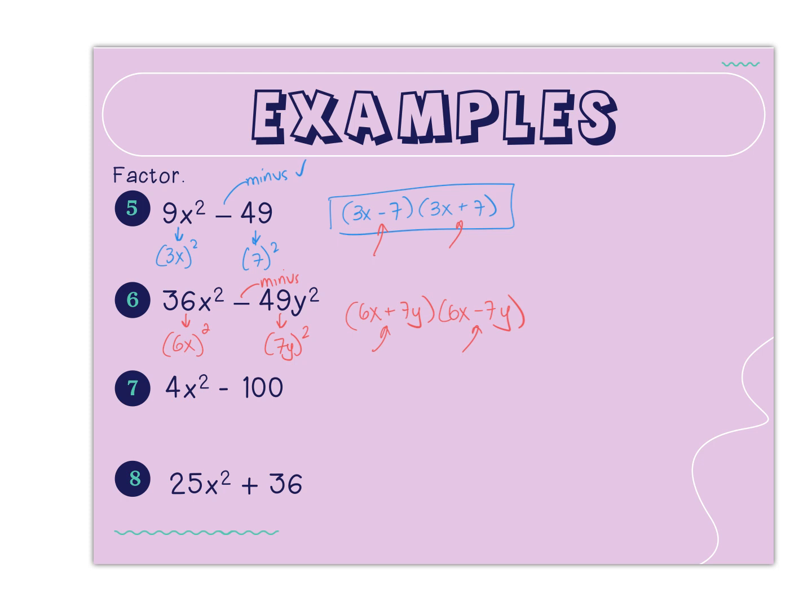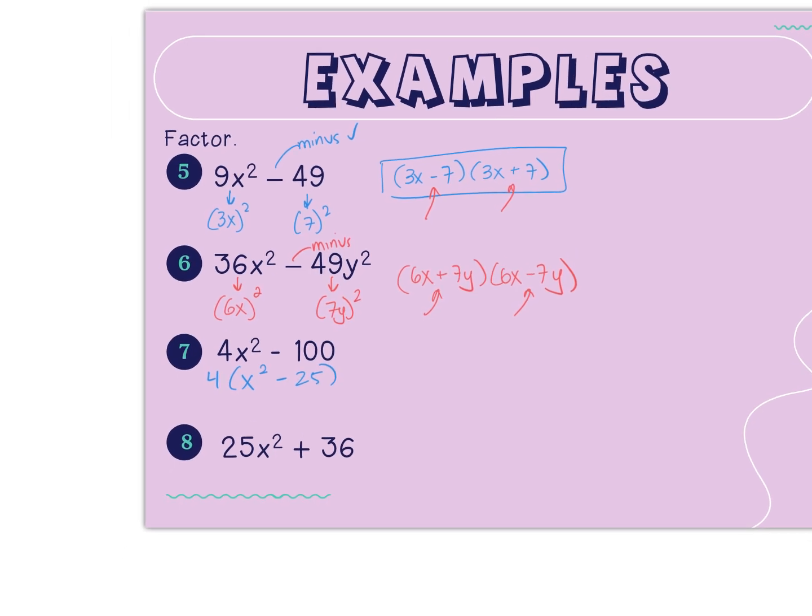So I go to number 7, and in number 7, the first thing I want to do is pull out a GCF. Notice that 4x squared minus 100, I have a 4 that they share. And so if I factor a 4 out, I'm going to get x squared minus 25.